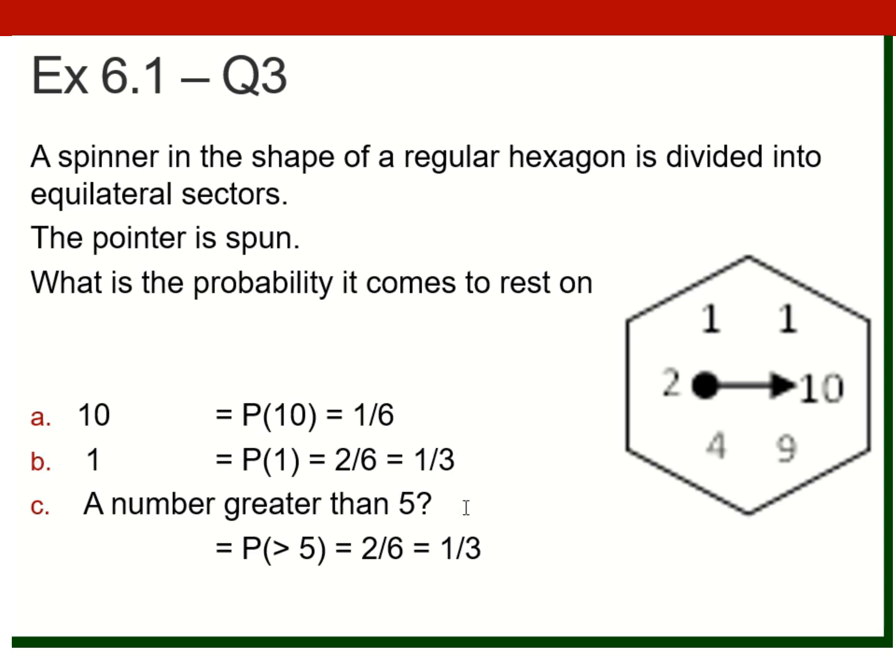A number greater than 5. Greater than 5, 5 not included. So you have 9 and 10. 2 out of 6, 1 over 3.